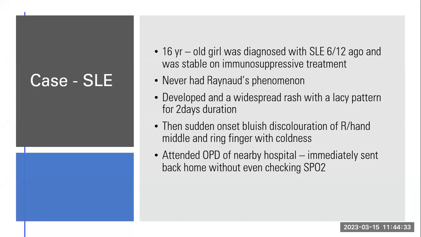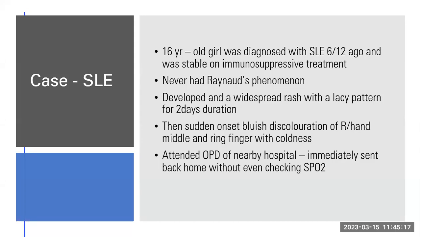So I would start my lecture with a case. Actually, this was the reason that I selected this topic. This is one of my patients I met a couple of months ago. She's a 16-year-old girl who was diagnosed with SLE 6 months ago, and she was stable on immunosuppressive treatment thanks to my previous colleague, Dr. Pasindu. She never had Raynaud's phenomenon, but all of a sudden she developed a widespread rash with a lacy pattern for 2 days. Two days later, she started to notice severe pain in her right hand, middle and ring fingers, with some sort of dusky blue discoloration.